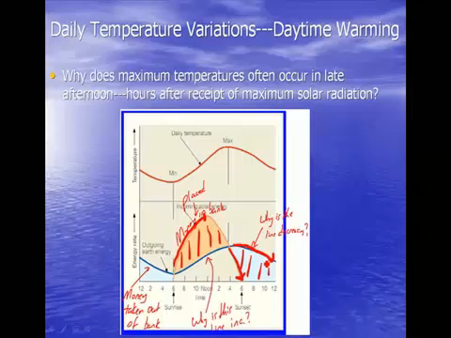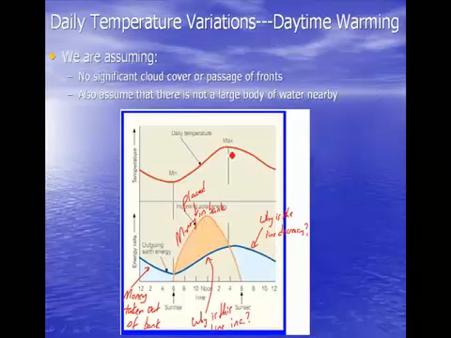In this particular case, we're looking at the energy budget into the atmosphere. So that's the reason why maximum temperature typically occurs later in the day, because we're still receiving more incoming shortwave radiation than we're losing. Now, we're assuming that there are no significant cloud cover or passage of fronts. We also assume that there's not a large body of water nearby. In other words, in terms of a maximum temperature occurring later in the afternoon.